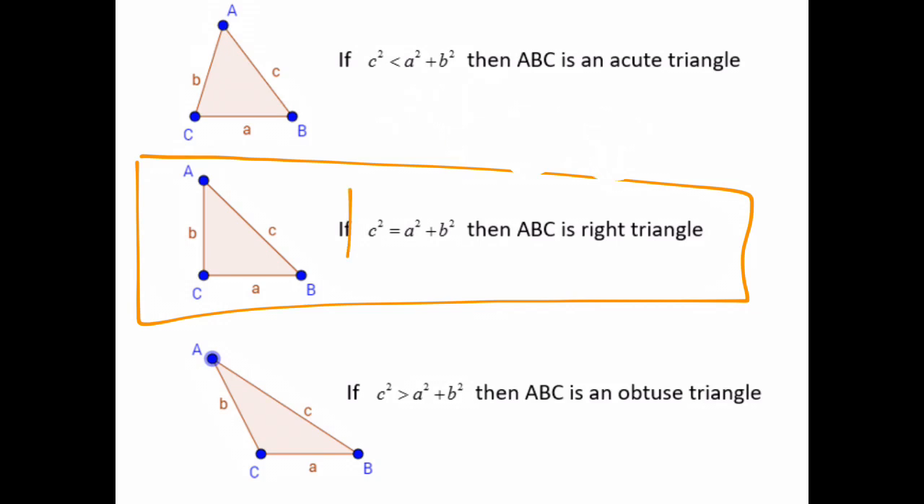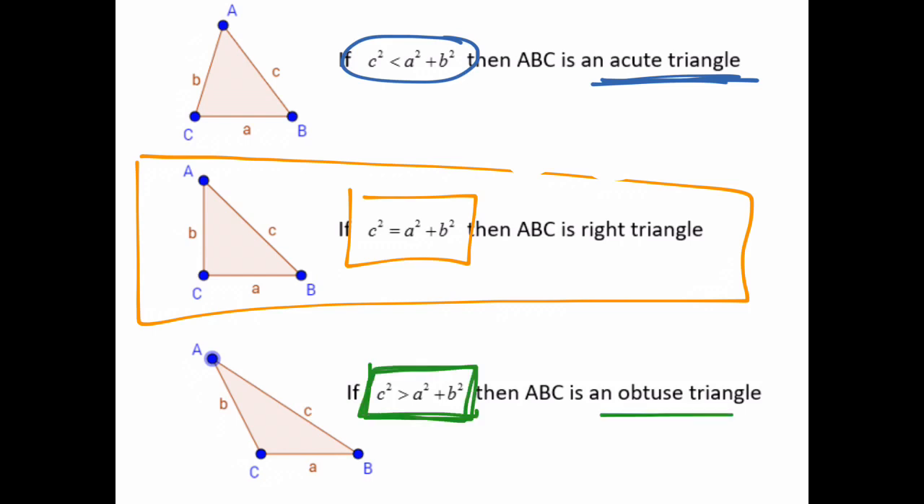Not all triangles are going to make this statement true. In fact, only right triangles make that statement true, where they're exactly equal. If the hypotenuse squared is less than a squared plus b squared, you have an acute triangle. All of the angles are smaller than 90 degrees. And if you have the hypotenuse squared greater than the sum of the squares of the legs, then you have an obtuse triangle where you have an angle that's greater than 90 degrees.